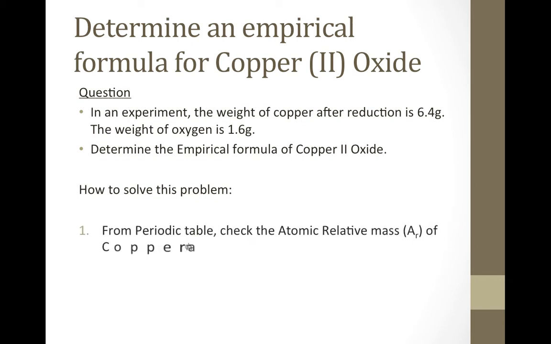Step number 1. From the periodic table, check the relative atomic mass of copper and oxygen. The relative atomic mass for copper is 64 and for oxygen is 16.